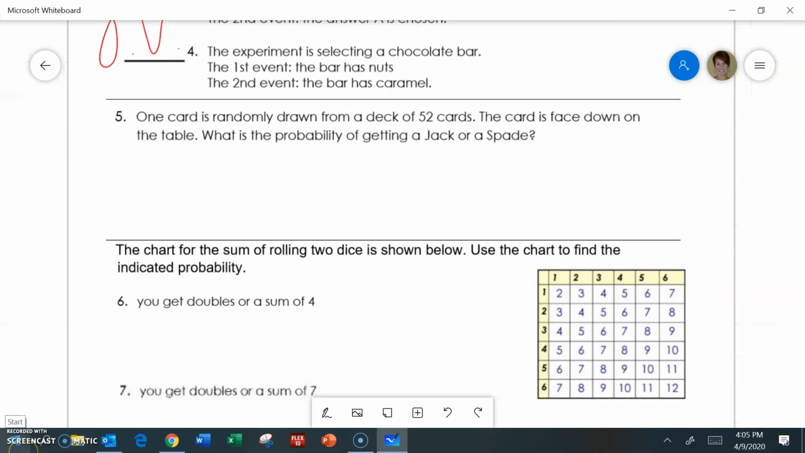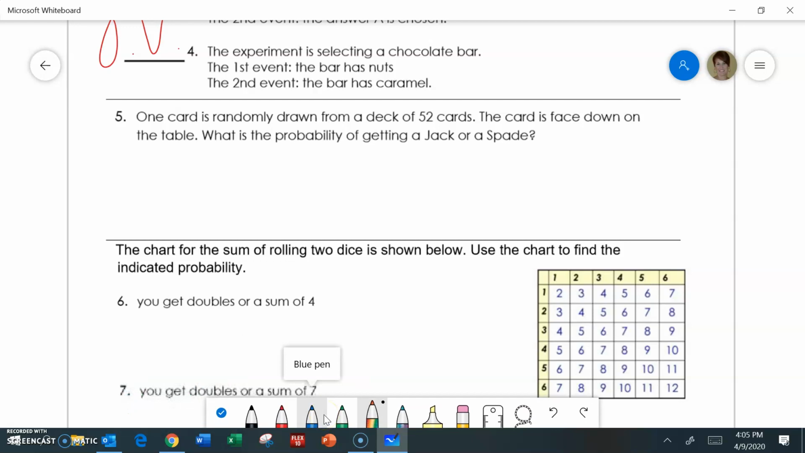Remember, there are 52 cards in a deck. So we're going to be talking about what is the probability that you are going to get a jack or a spade. Now, if we think about this for a minute and you think about whether this is mutually exclusive or overlapping, this would be definitely overlapping because a card can have a jack on it, and obviously we have the jack of spades, so it can have both at the same time. So this is definitely overlapping.